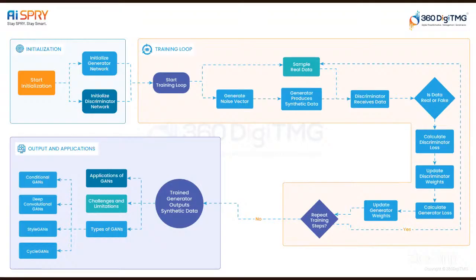Now, once we get the real sample data, we generate a noise vector. We sample a noise vector from the standard normal distribution. This is when we drive the generator to create more data. And the generator will do what? The generator will produce synthetic data, continuously producing synthetic data from the noise vector.